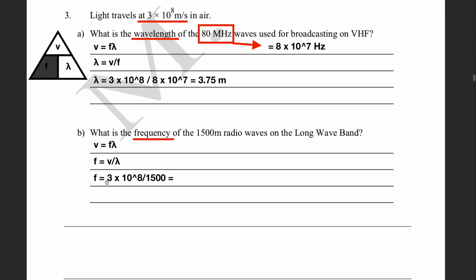So F is equal to 3 times 10 to the power of 8 divided by 1500, which will give us 200,000 Hertz, but once again, there are too many zeros there, let's shorten it to standard form, which will give us 2 times 10 to the power of 5 Hertz.